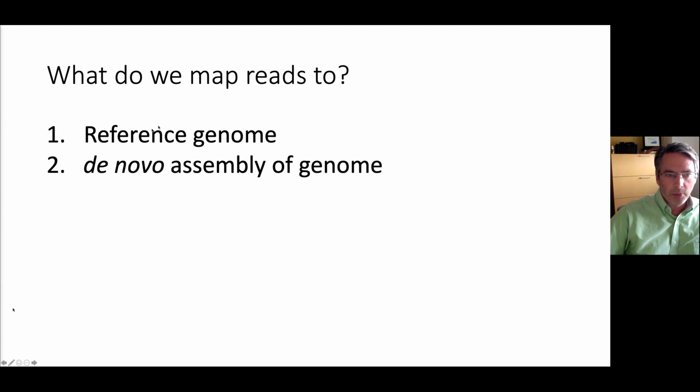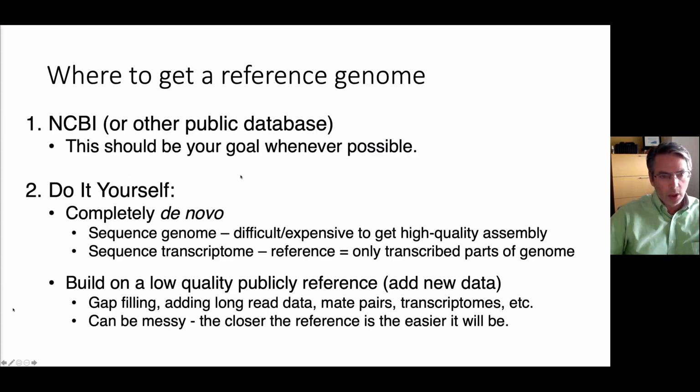And what do we map the reads to? Either a reference genome or a de novo assembly. Go get your reference genome at NCBI. Could be you go to Ensembl, one of the European or Japanese databases, but in principle, if it's available, you should be able to get it from the NCBI genomes database.